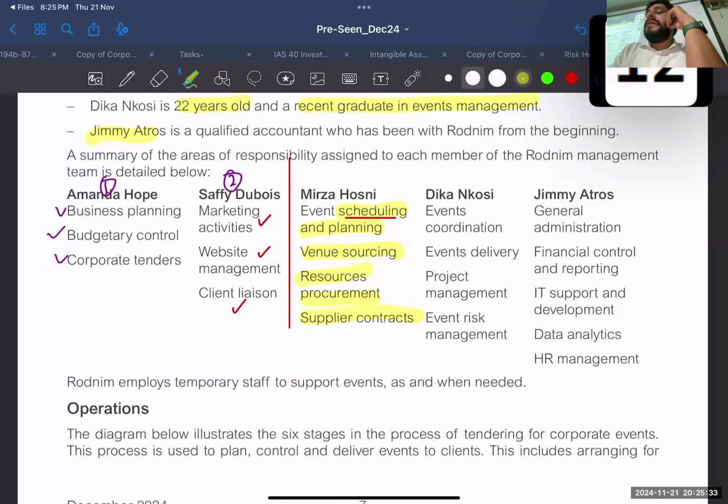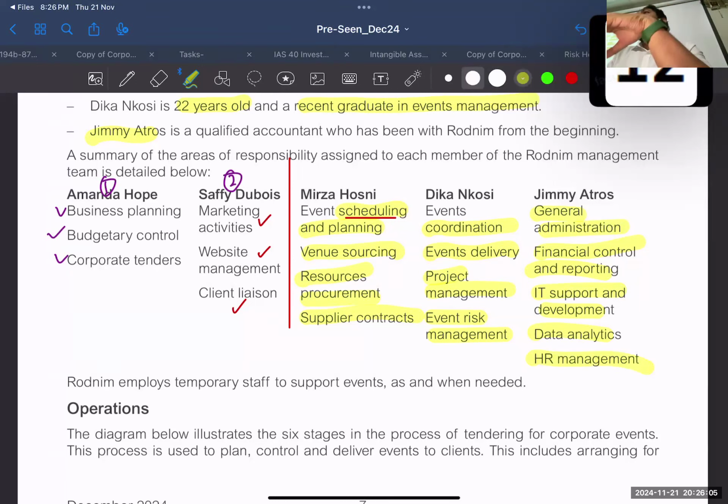Now, DN, he is the event coordinator. He's going to coordinate the entire event. Event delivery, project management, event risk management. Now, JA, he is the general administration. He is the financial controller in the portal. So this is what he is ought to do. IT support and development, this is something which is contradictory. And data analytics, again, if it relates to financial data, then he is the right person. But if it relates to non-financial data, then he is not the right person.